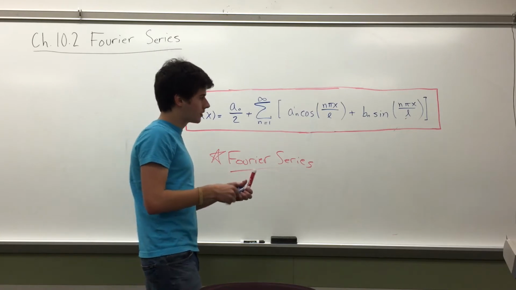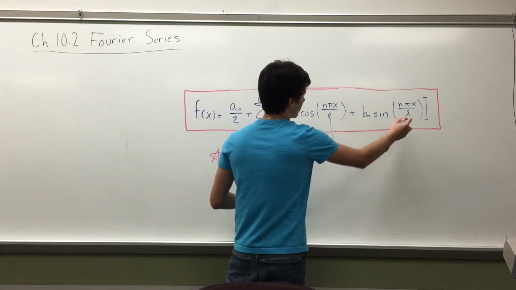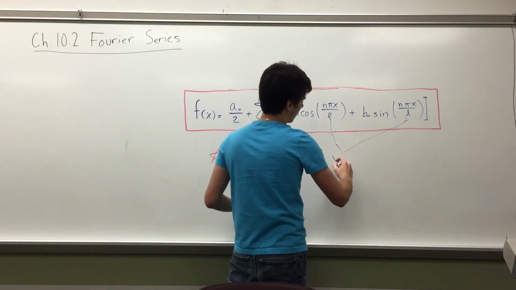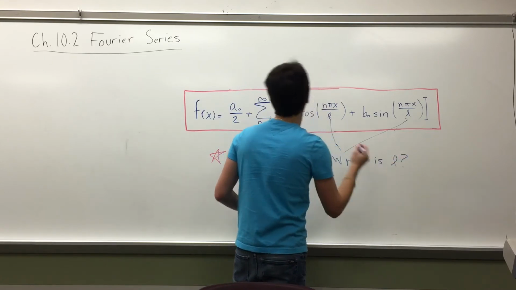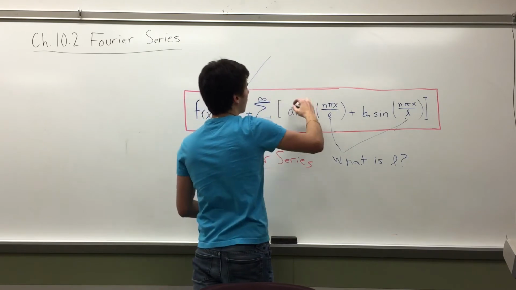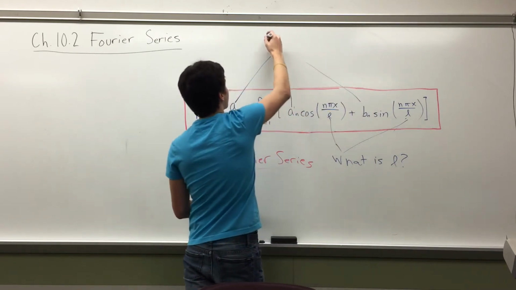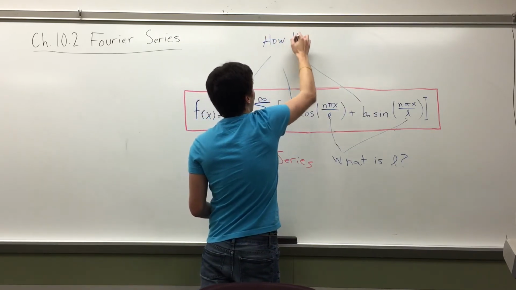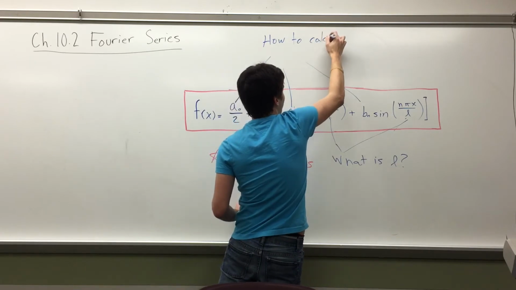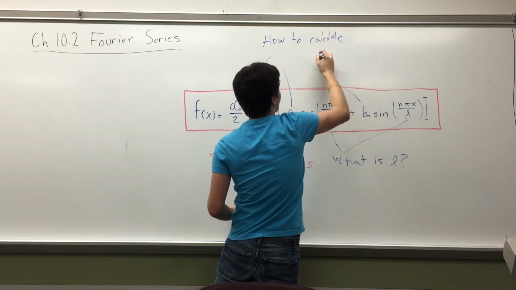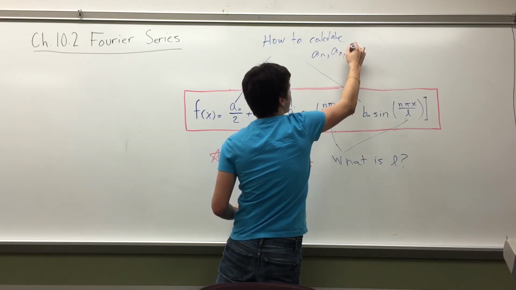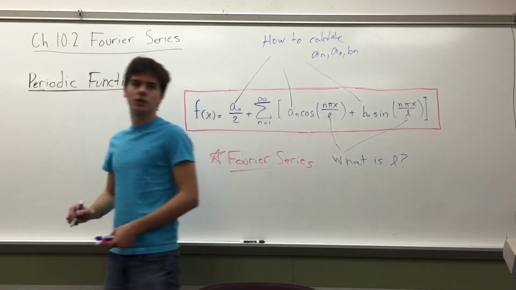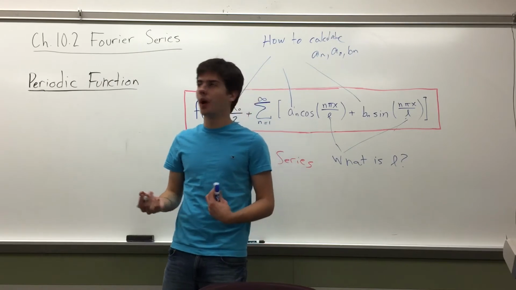what is this L right here. And we're going to talk about how to calculate A n, A naught, and B n. So let's talk about what it means to be a periodic function.